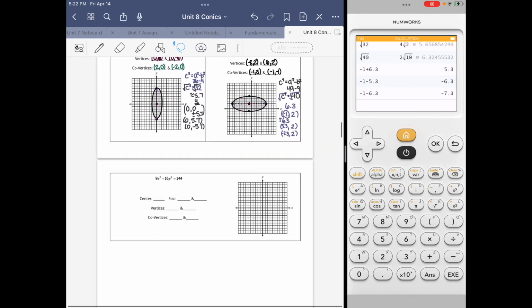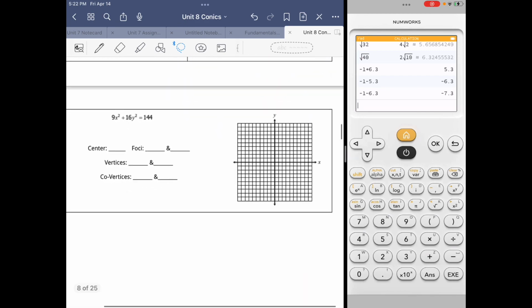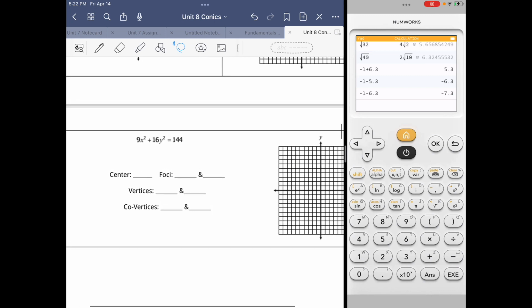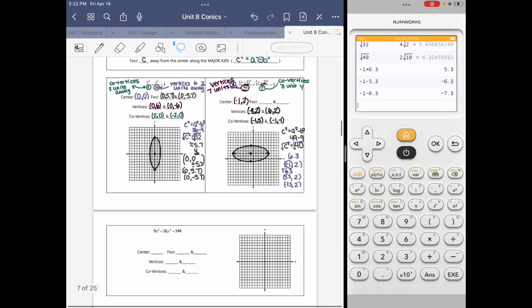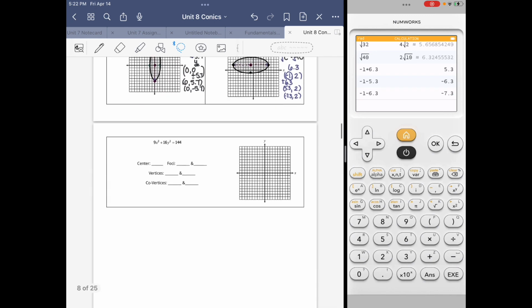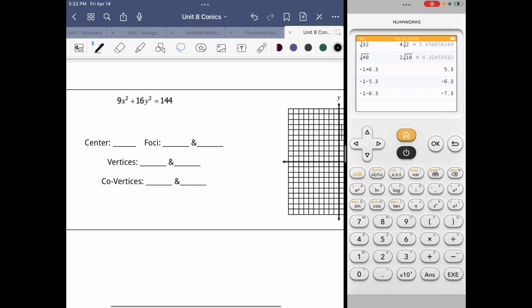Okay, there is one more problem on the back side that I want to talk to you guys about, and that is because it does not have a 1 on the right side like it's supposed to. So you'll notice that the 2 we did over here both have 1s. I have to make that happen here, so I need it to be 1 instead of 144, which means I need to divide by 144.